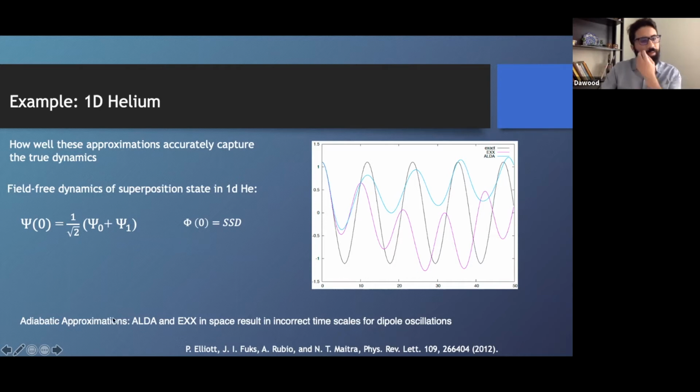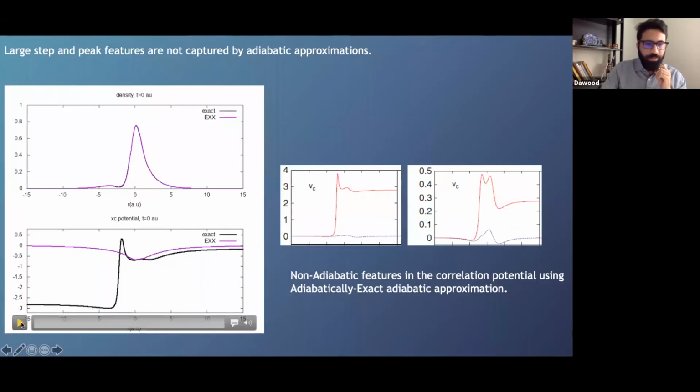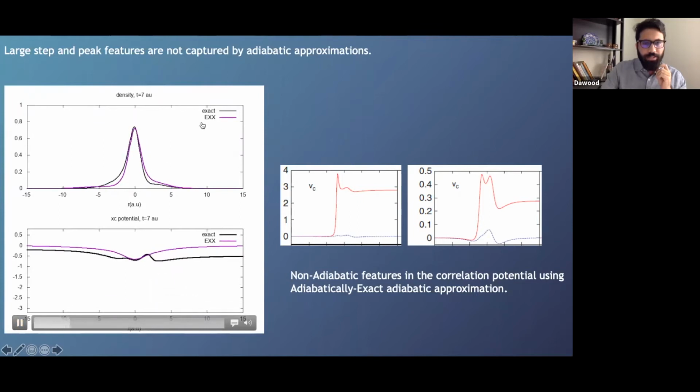And here you can see that the adiabatic approximations like LDA and EXX, which is the exact exchange, reproduce timescales that don't correctly measure up to the real dynamics of the dipole oscillations. And the reason for that is there is a movie which shows the dynamics of the exact density, shown in black, and this one of the adiabatic approximations.